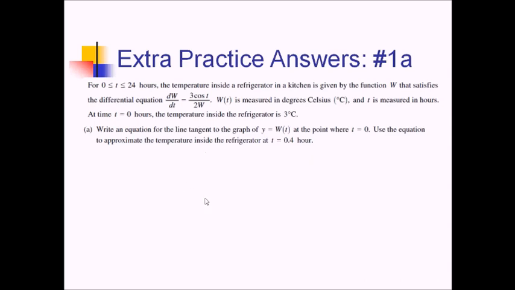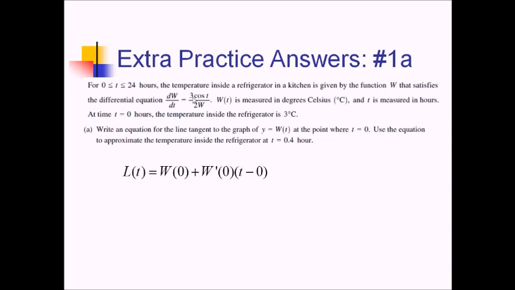So I'm going to use my tangent line setup here. In this case, I'm going to say L of t equals W of 0, because 0 is my launching off t value, plus W prime of 0 times t minus 0. This is just f of a plus f prime of a times x minus a reasoning here. And then W prime of 0, that's what I get when I plug in 0 for t in this differential equation here. But you'll notice I also need to plug in something for W. They told us at time 0, the temperature W is 3.